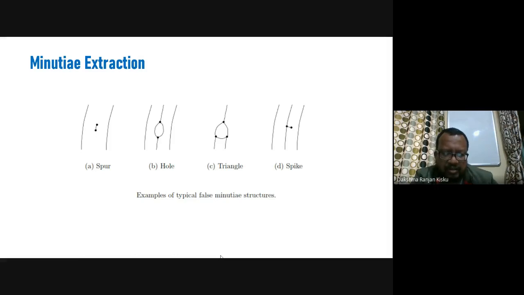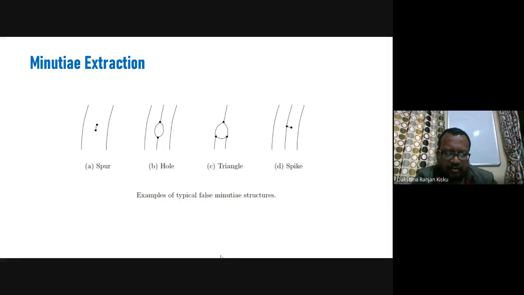If we consider the first false minutiae structure, the spur, you can see two ridges. Inside the two ridges, we obtain a small segment of curve, and this curve has two endpoints. If such a small segment is obtained during the scanning process, then we simply discard this structure. These structures are already defined, and they represent the false minutiae points or false minutiae structures.